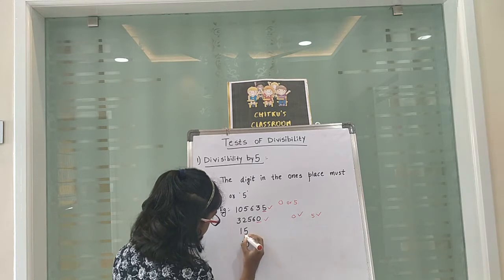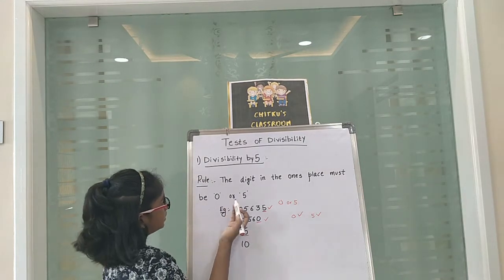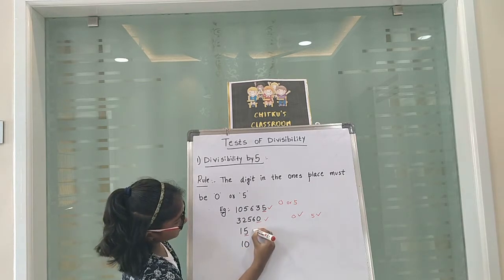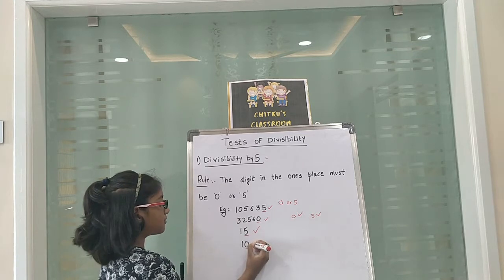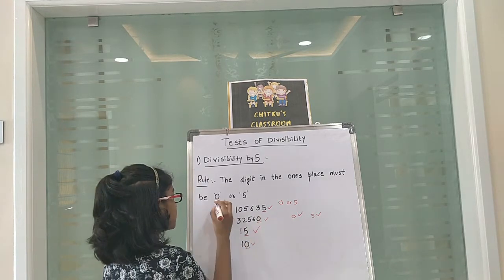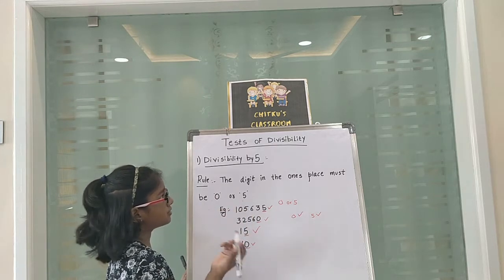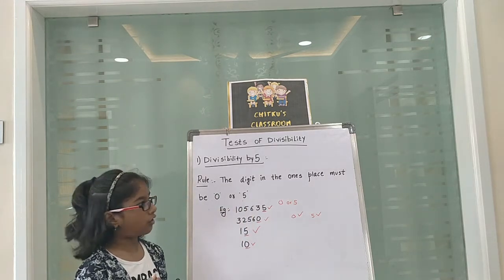Next, the ones digit is 5, so it's divisible. Next, the ones digit is 0, so that means this is also divisible, right? Because if the ones digit is 0 or 5, it's divisible by 5. So that is the divisibility rule of 5.